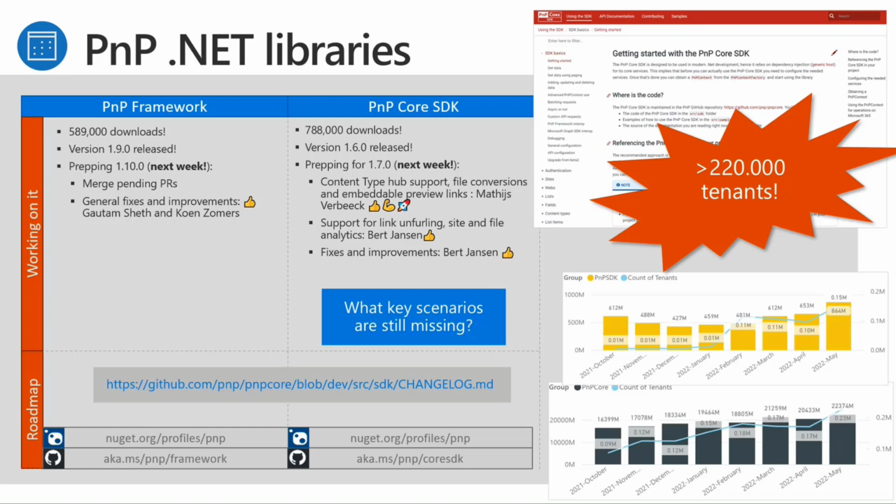And finally, just to close down, if there are still key scenarios that you miss when you, for example, translate your existing applications using old PnP libraries to Core SDK, then there's an issue pinned at the top of the issue list. Just go over there and start a discussion about what you need, and then we'll see to get that happen as soon as possible. And I think with that, Gautam, over to PowerShell.